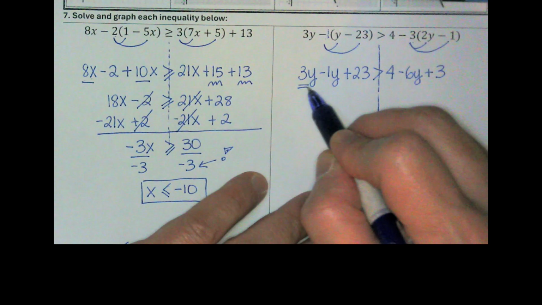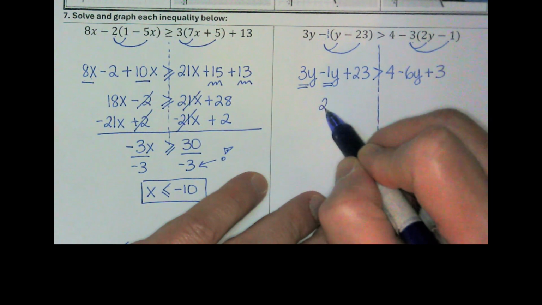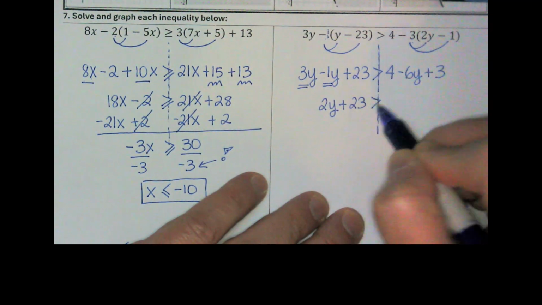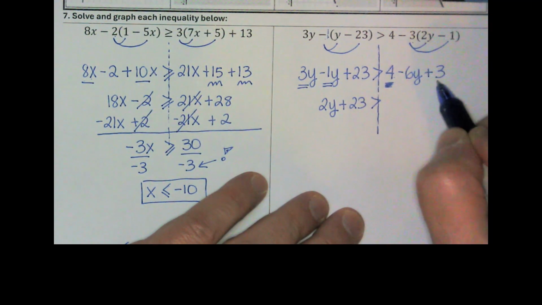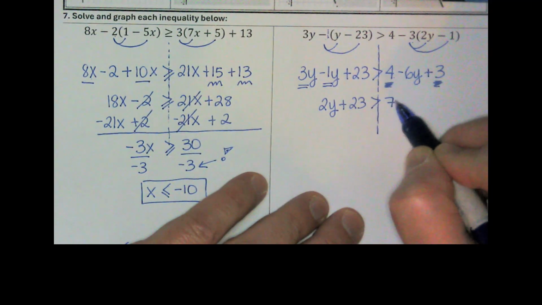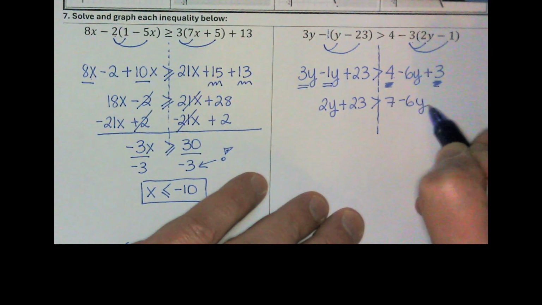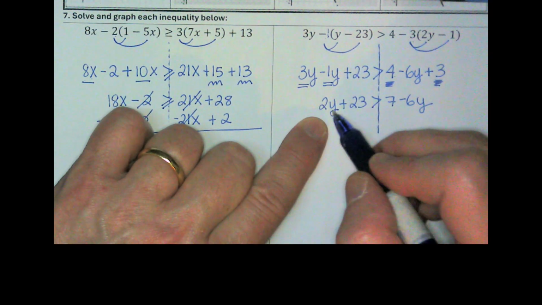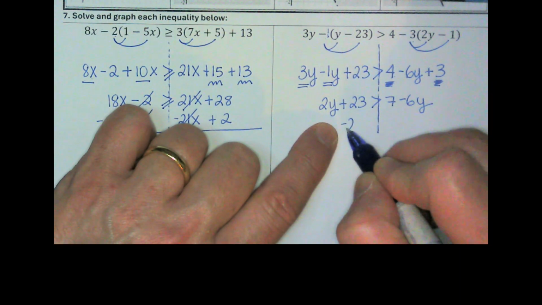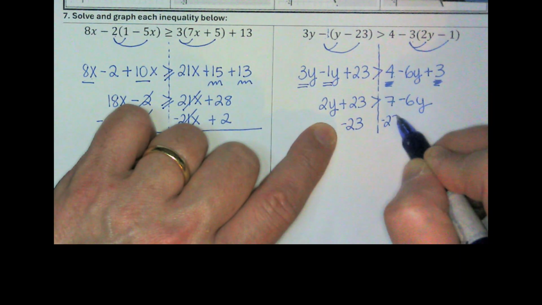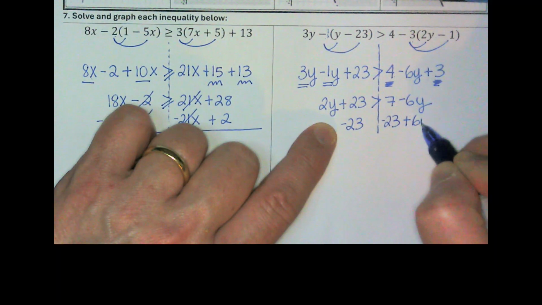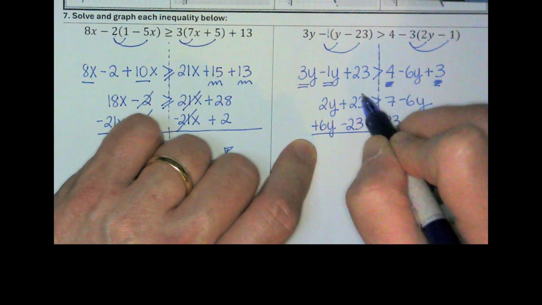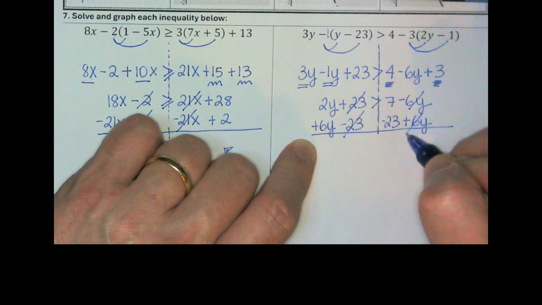We're going to combine like terms. So 3y and negative 1y becomes 2y. Bring down the 23. 4 and 3 is 7. Bring down the negative 6y. Now I'm ready to cancel. 2y is fine. 23 I need to cancel. So I'm going to subtract 23 from both sides. I also need to cancel 6y. So I'm going to add 6y to both sides. 23 goes away. 6y goes away.